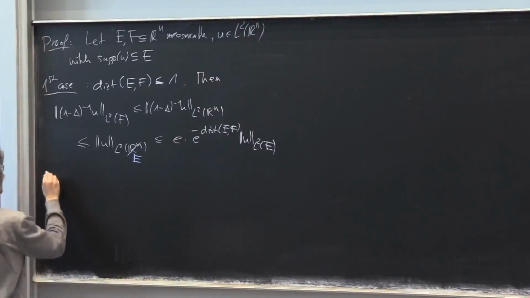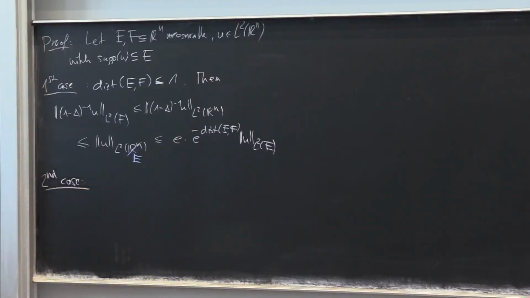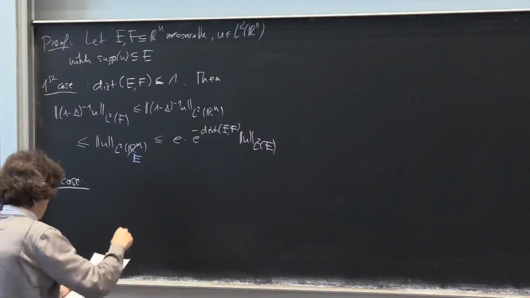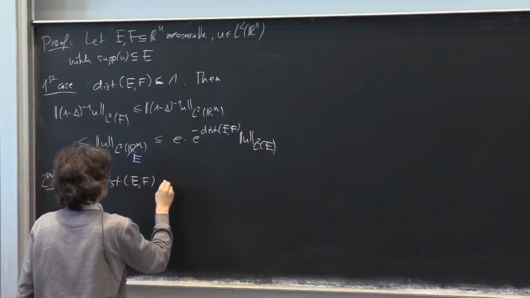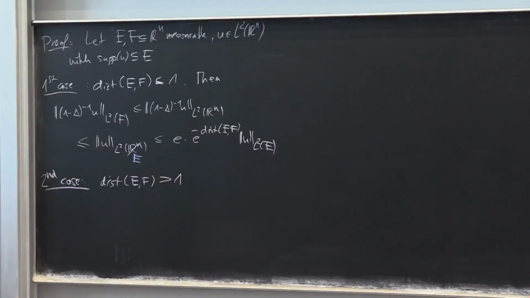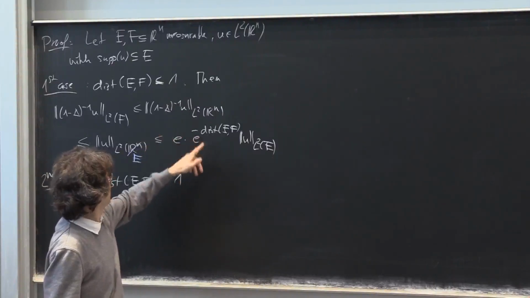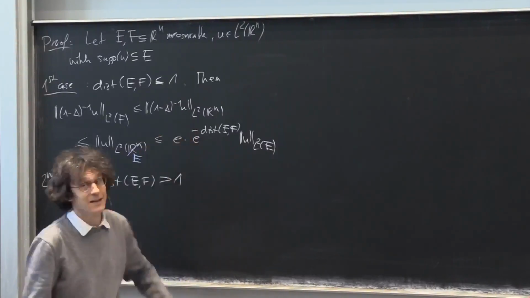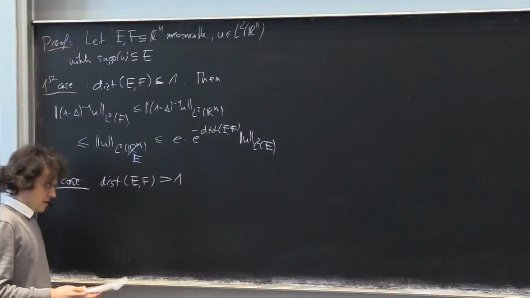So the interesting case is what happens if E and F are far apart. Far apart in this case means distance greater than 1. The 1 is completely arbitrary. You see, this argument can be done if the distance is greater than 5, then I take E to the 5 here. But I need some cut. 1 is the easiest choice.